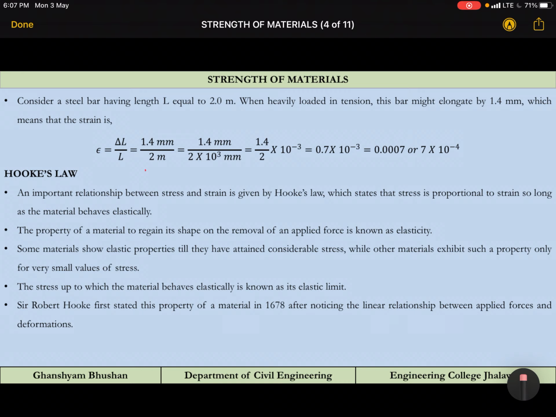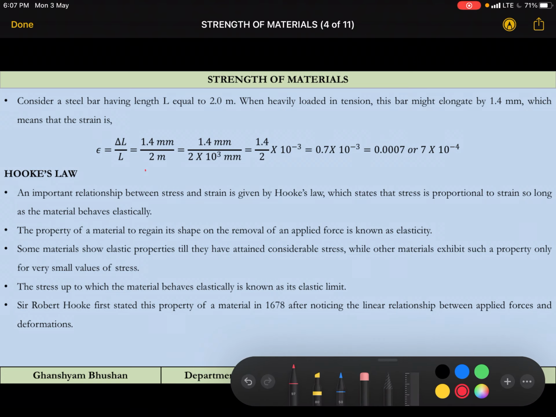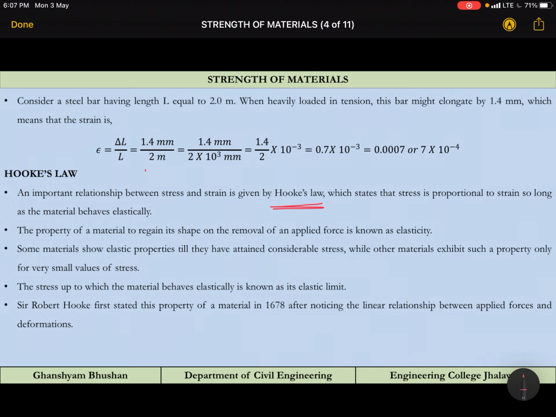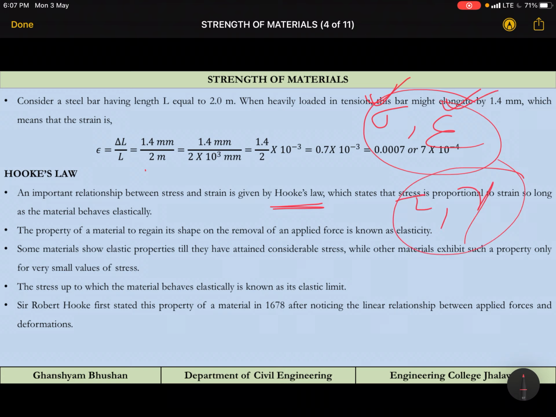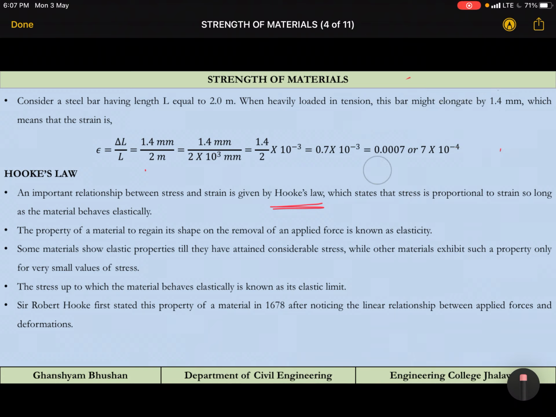An important relationship between stress and strain is given by Hooke's law. So this law combines the relationship between sigma and epsilon. Sigma was normal stress and epsilon is strain, or tau versus gamma. Clear? So this law states some kind of relationship, and we are going to see how stress and strain are related to each other.